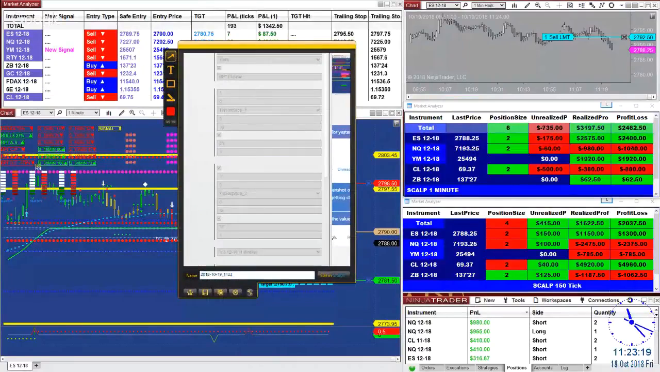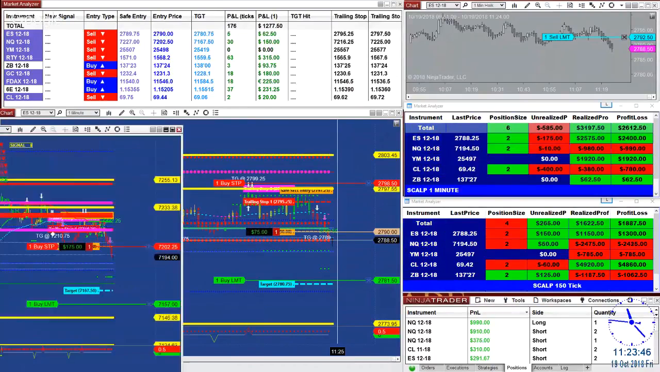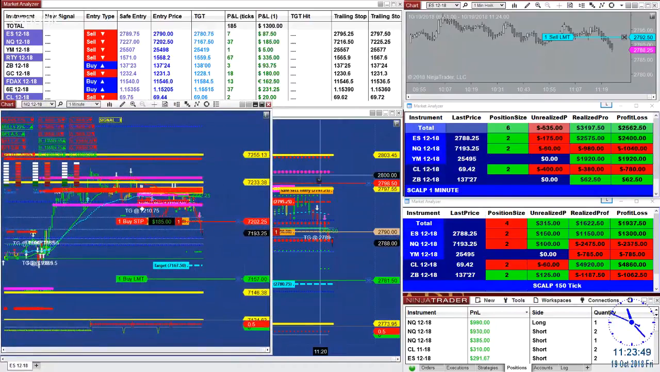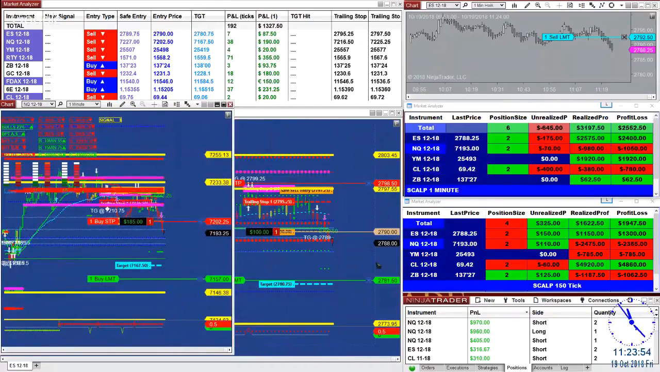You know, there is your trailing stop. You can turn them off from here. You turn off the trailing stop, and then it works with the fibs. The Nasdaq is okay, but we're not out of danger with the ES yet. Be careful, folks.